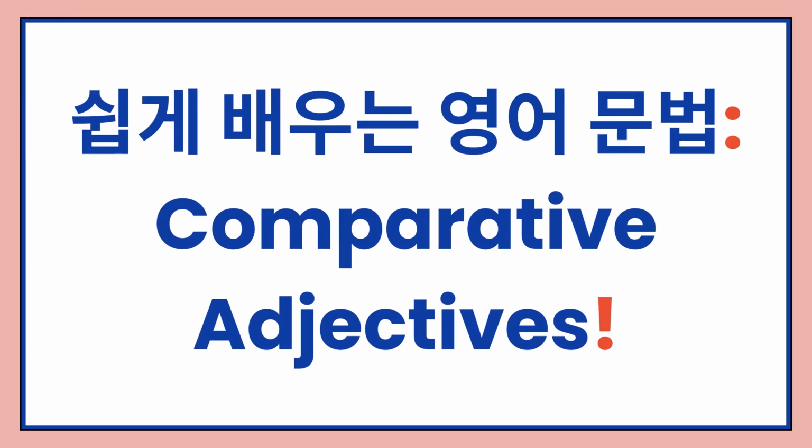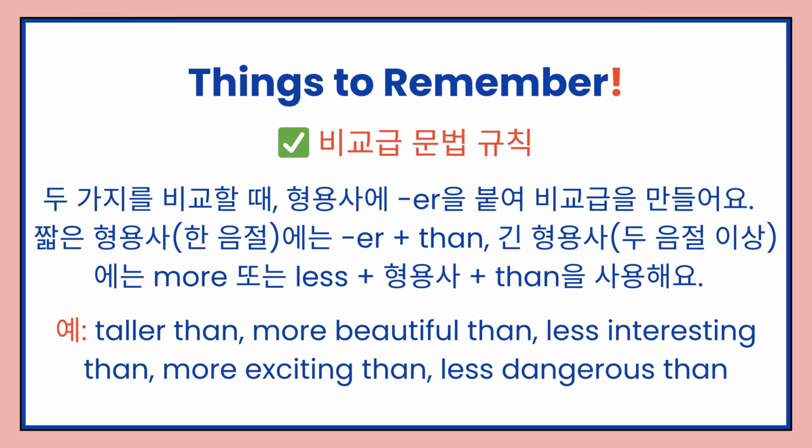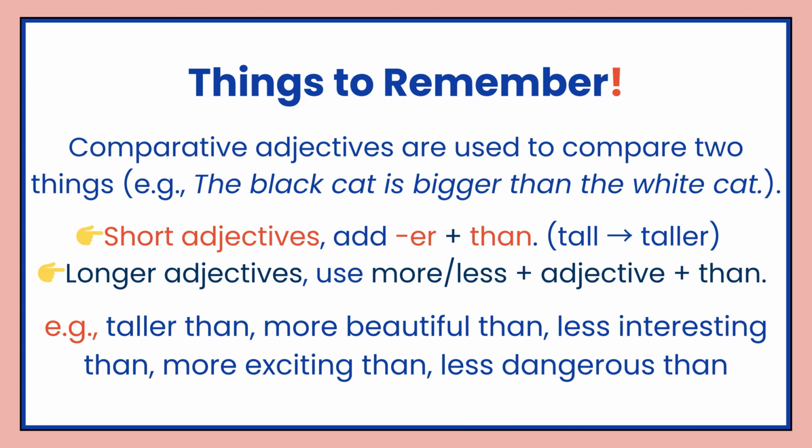In this lesson, we're going to learn about comparative adjectives. Comparative adjectives are used to compare two things. For example, the black cat is bigger than the white cat.